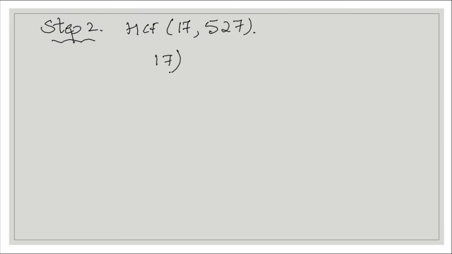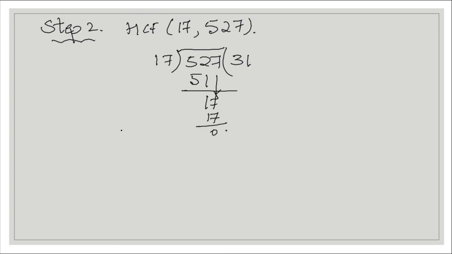This is the first step. What is the next step? Step 2. Step 2 is we will find the highest common factor of the HCF obtained in the earlier case and 527, the third number. So I will divide 527 by 17. Seventeen three times is 51. It leaves 1, carries 7. 17 ones are 17. So the remainder is 0.